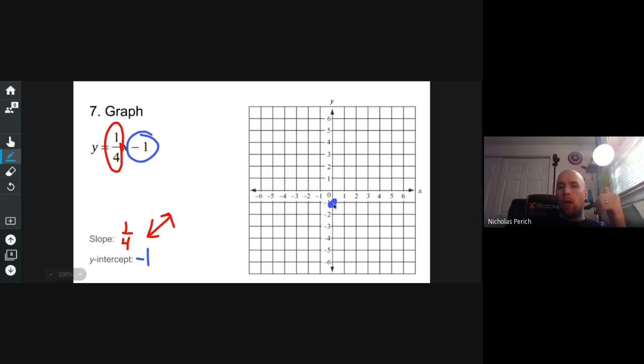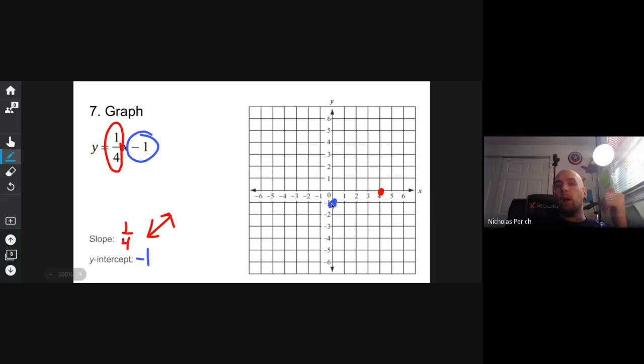I'm going to go to my blue dot, and I'm going to go up 1, right 1, 2, 3, 4, and put a dot. Go up 1, right 1, 2, 3, 4. Oh, I ran out of room.